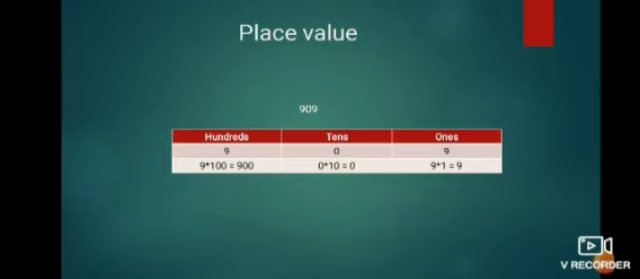The digit 0 is in tens place, so there are no tens. 0 into 10 equal to 0, so there is no value for this number. Next, the digit 9 is in hundred place, so there are 900. So 9 into 100 equal to 900. So finally the place value for 9 is 9. The place value for 0 is also 0. The place value for 9 is 900.